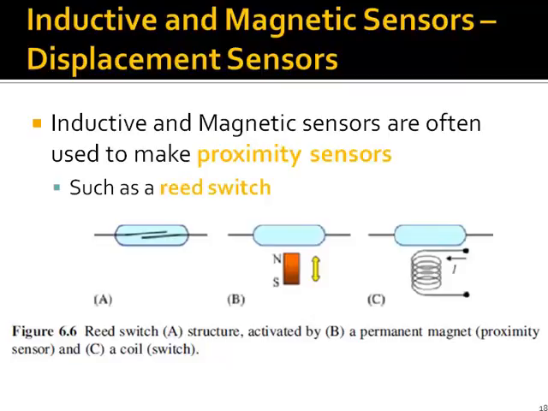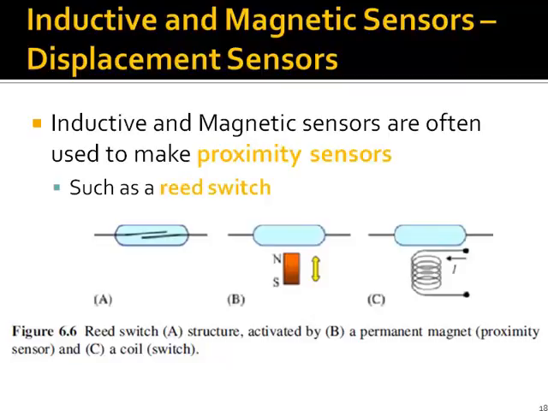Proximity sensors are displacement sensors that aren't necessarily used to measure the actual distance between two objects, but simply to trigger when one object comes near to another object. One kind of proximity sensor is called a reed switch. A reed switch is a sensor that has a glass housing. It's not always glass, but it often is made of glass, with two bent pieces of metal inside of the housing. Now, when a magnet approaches the housing, the magnet exerts a force on the two reeds, these filaments of metal inside the housing, and it causes them to contact each other, thus closing the switch.